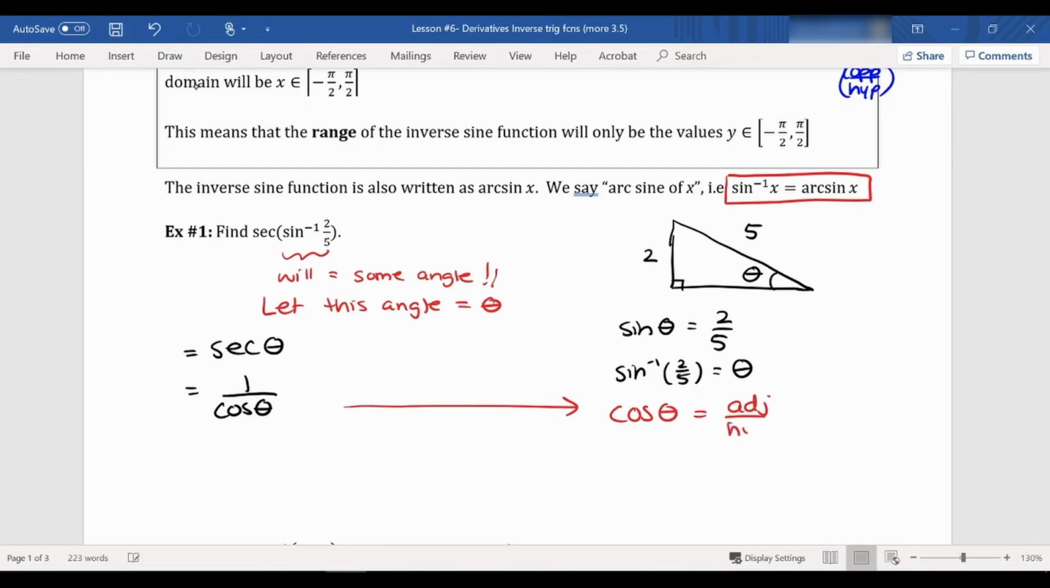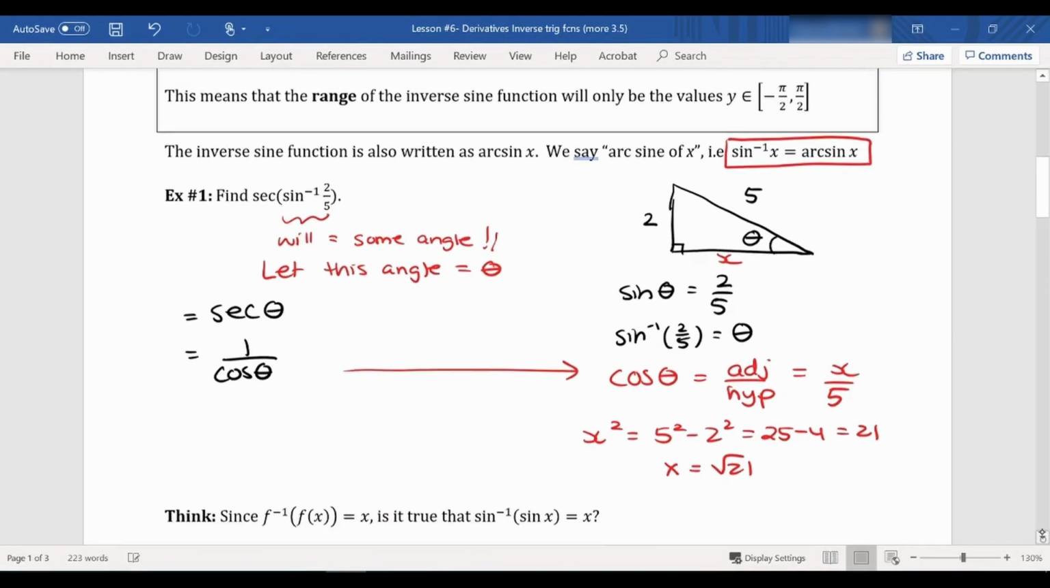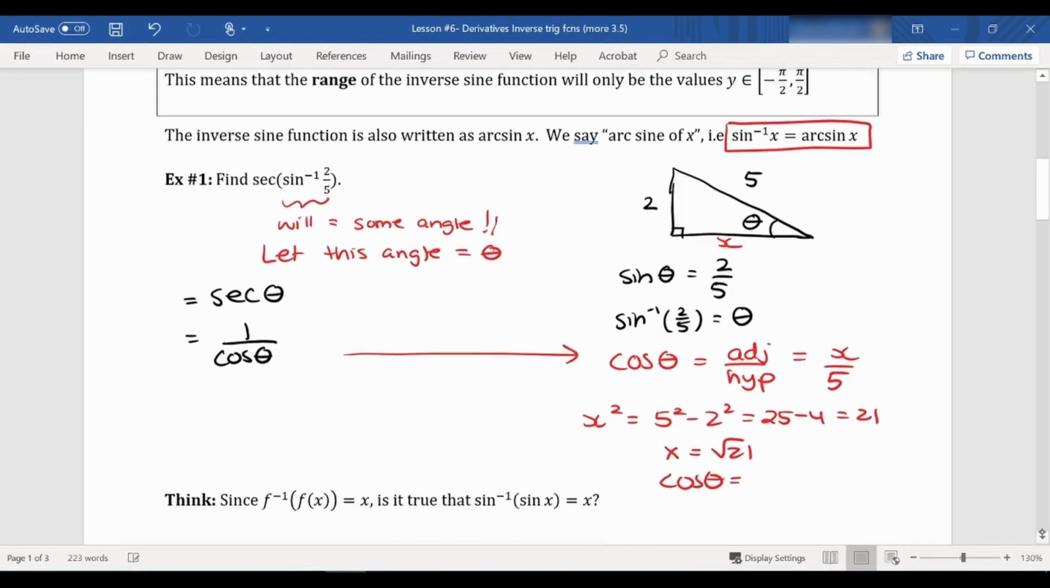It's adjacent over hypotenuse. And I can find the adjacent side. I'm going to say the adjacent side is x. Adjacent, x squared would be 5 squared minus 2 squared, or 25 minus 4, or 21, so x would be root 21. This means that cosine theta is equal to root 21/5. Well, if cosine theta is root 21/5, 1/cosine theta is 5/root 21.